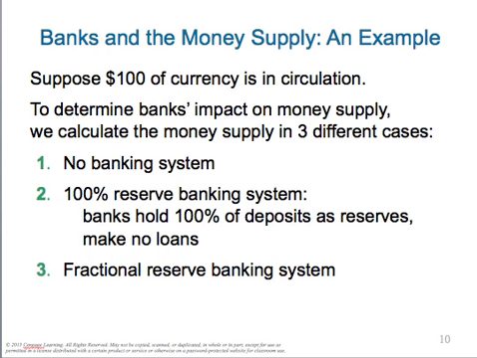Now, suppose $100 of currency is in circulation. To determine the bank's impact on the money supply, we calculate the money supply in three different cases. One, if there's no banking system. Two, if there's a 100% reserve banking system, where the bank holds 100% of the deposits as reserves and makes no loans. A bank wouldn't make any money just holding on to money like that, not able to loan it out. And then third, there's a fractional reserve banking system. So we're looking at if there was no bank, if there was no ability to make loans, and then lastly, and much more realistically, if there's a fractional reserve banking system.